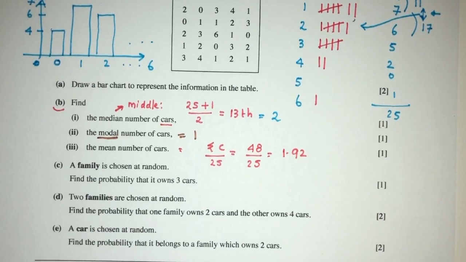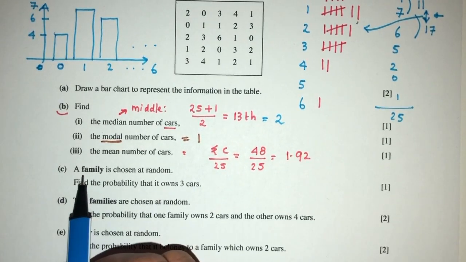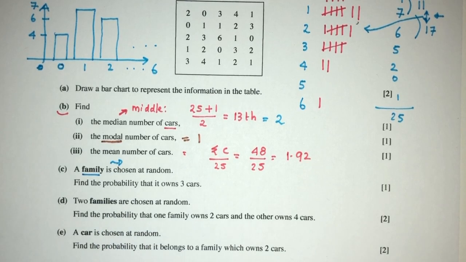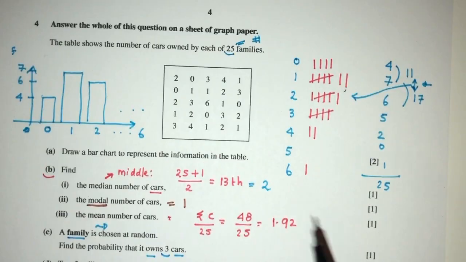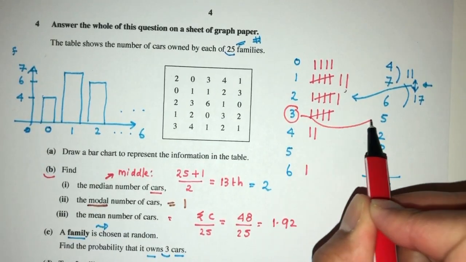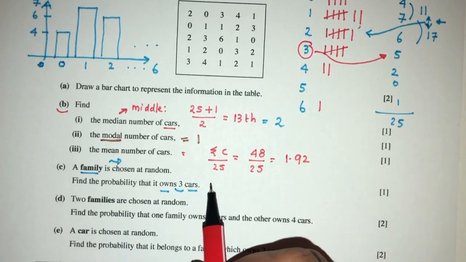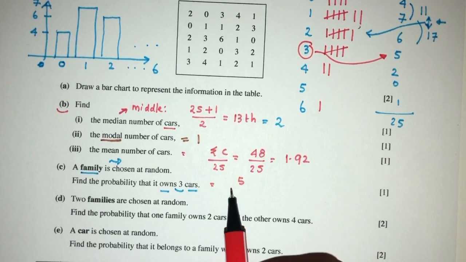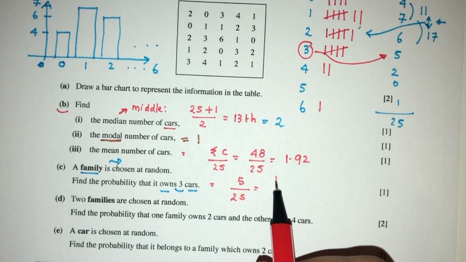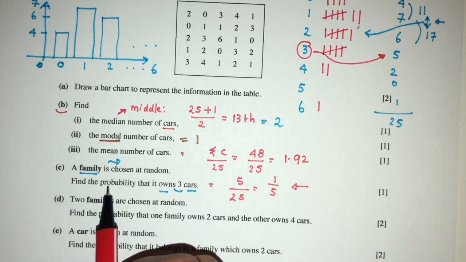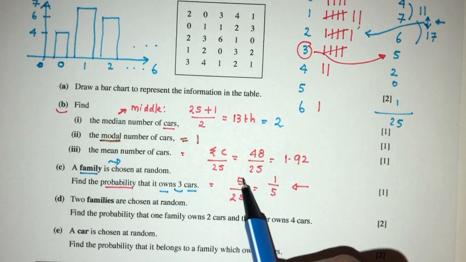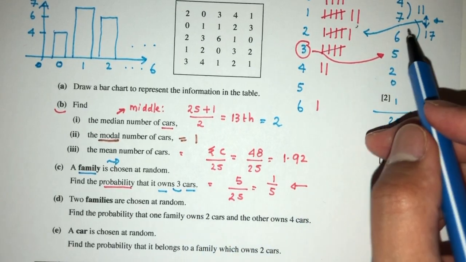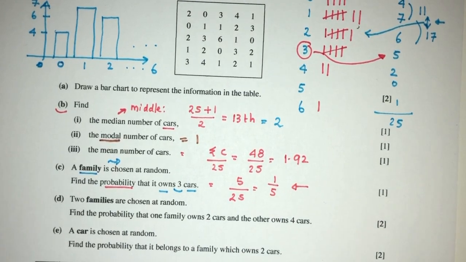Now for part C, a family is chosen at random. So now we are choosing a family. We have 25 families, okay? Now find the chance that it owns 3 cars. So let's check. We have 5 families that own 3 cars. So the answer will be 5 families own 3 cars over the total number of families. That will be 1 over 5 for the chance of this happening. You always divide the number of families having 3 cars, which is 5, by the total number to find the chance of this happening.